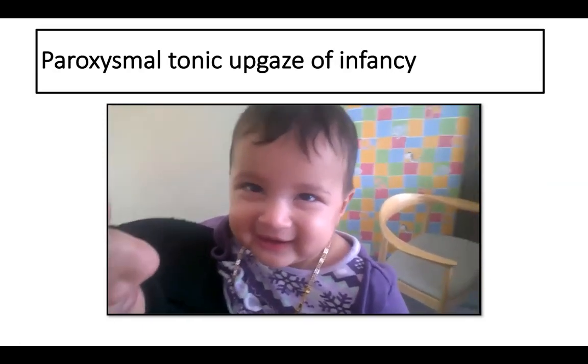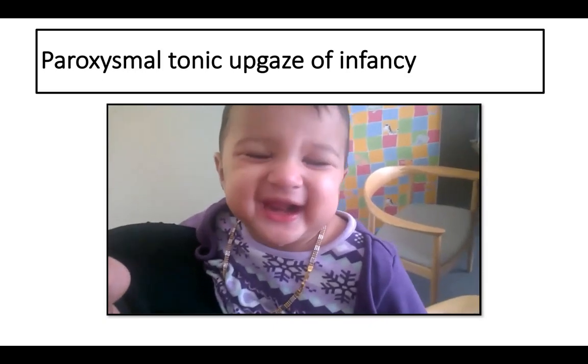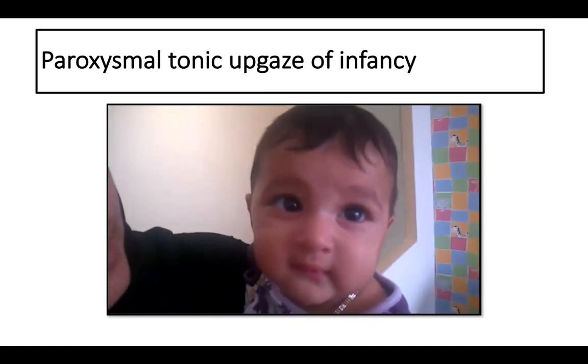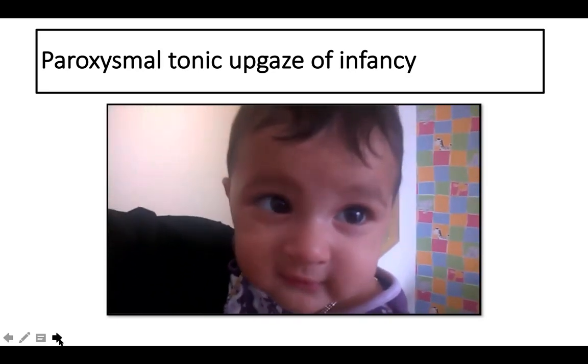This is a very benign eye condition where the child does this sort of upgaze. It disappears by around 2 to 3 years of age. Some children can have a benign essential tremor. It's a seizure mimic.